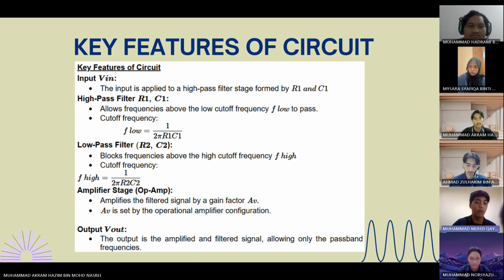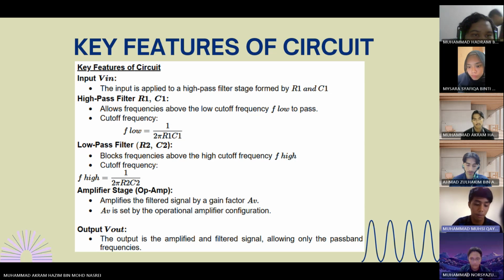Next is the key features of the circuit, how it works. Let's go step by step through the operation. The first one is the input signal, Vin. A signal containing a wide range of frequencies is applied to the input of the circuit. The next one, the high pass filter, which is R1 and C1. The high pass filter will block low frequency components below the cutoff of 3.54 Hertz. Low pass filter: the low pass filter will block high frequency components above the cutoff of 5.31 Hertz.